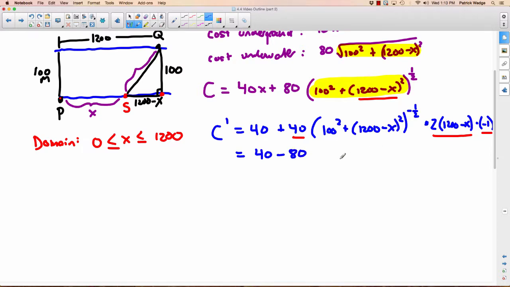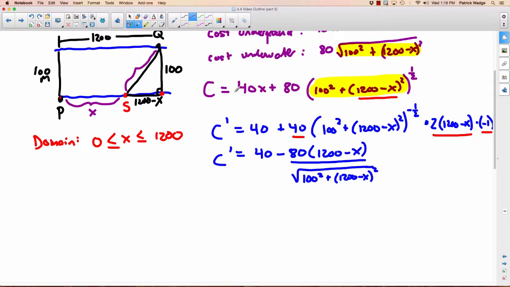We also have this 1200 minus x on the top. And then all this 100 squared plus 1200 minus x squared, all to the negative 1/2. That's a flipping negative. It's all going to come to the denominator. And since it's going to be the 1/2, that means the square root of 100 squared plus 1200 minus x all squared. So I told you this is crazy.